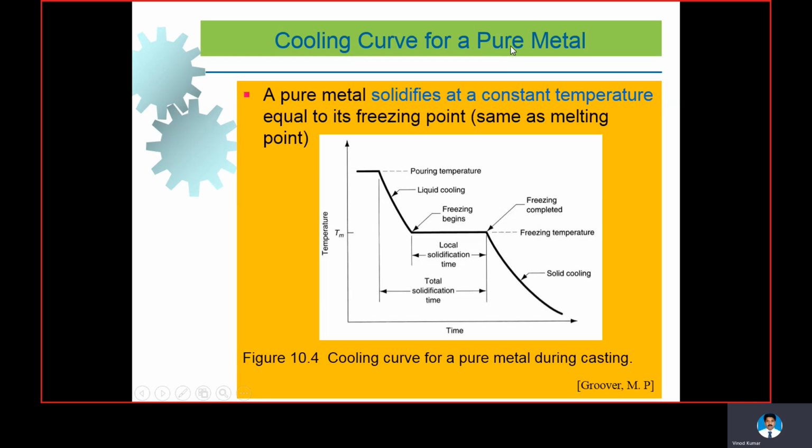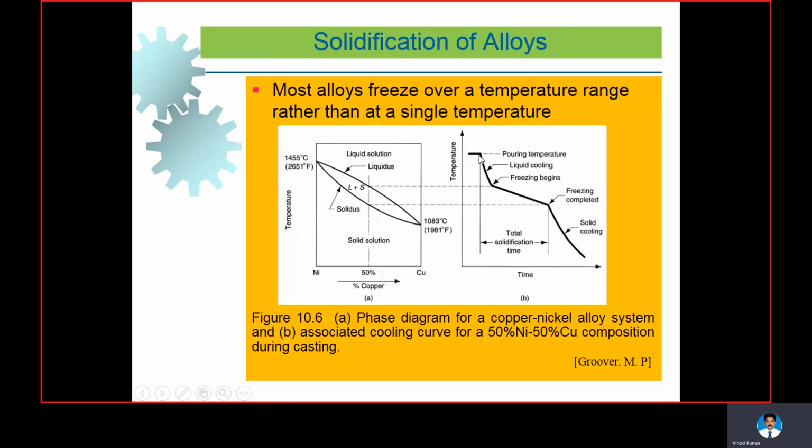Remember one thing, in a pure metal like aluminium or whatever it is, the freezing or solidification, the liquid to solid transformation, takes place at the same temperature. If it is an alloy, what happens? From the pouring temperature, the temperature decreases consistently, and at a particular temperature, what happens? Freezing begins, and then freezing continues, and the temperature also gets reduced. This is the difference between an alloy and a pure metal.